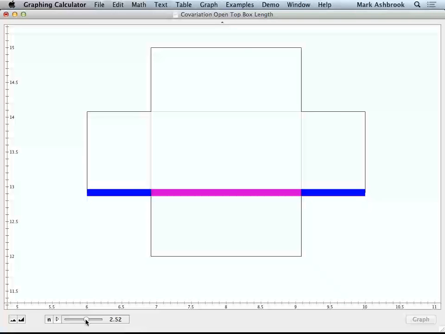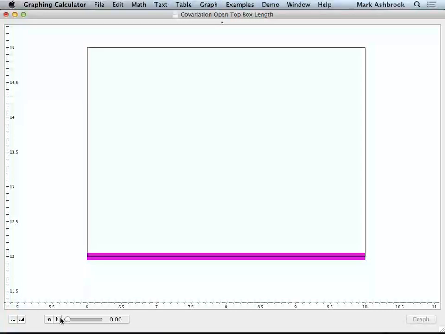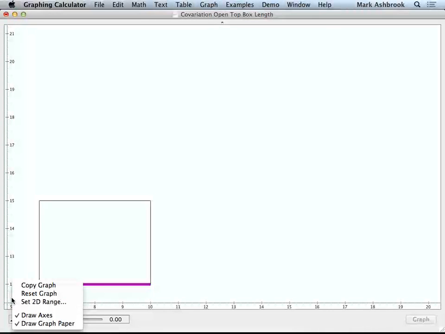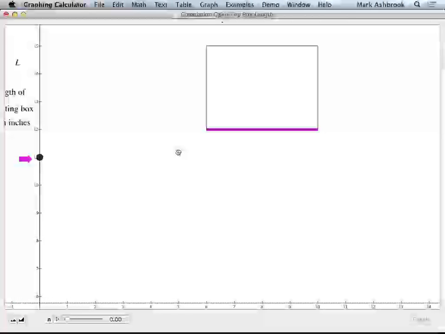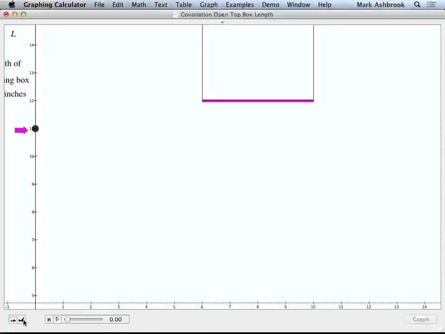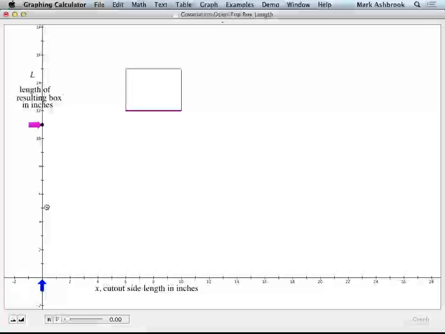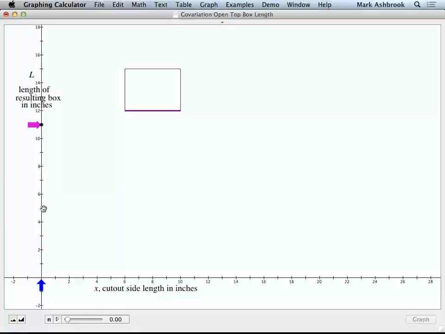Okay, so these are lots of good ideas. Let's go back to this view with the graph. I think I need to make it one more smaller. Okay. So here I'm showing that when the cutout side length is 0, what's the length of the resulting box? Not much of a box, but it's at least the bottom of it, right?